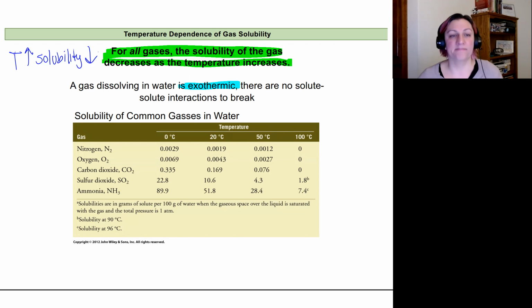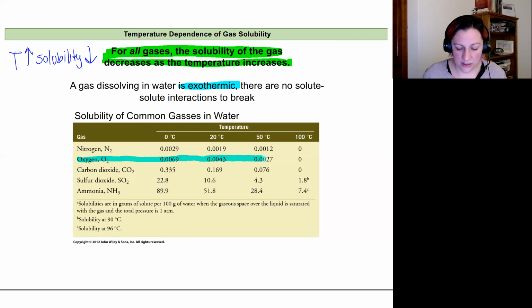That'd be fizzy. And so we can see here's a table of the solubility of some common gases in water. I'm going to point out oxygen of these. At 0 degrees Celsius, oxygen has 0.0069 grams per 100 grams of water that's soluble. And as we increase that temperature, by the time we get to boiling, of course it's 0, but even by the time we get to 50 degrees Celsius, halfway to boiling, we've really decreased the amount of oxygen that'll dissolve.